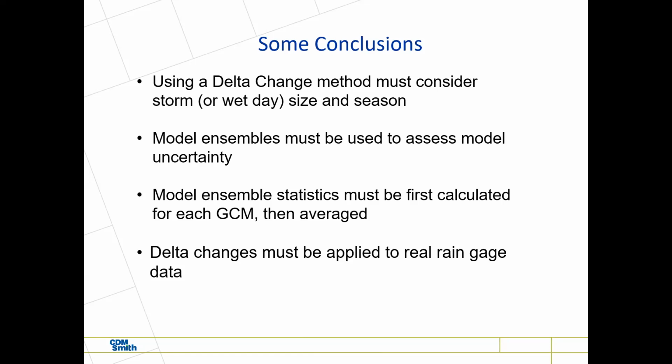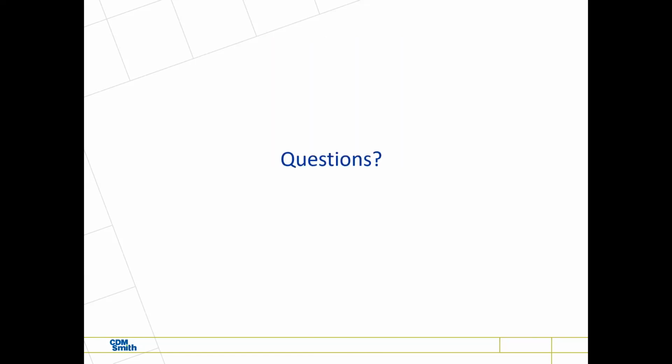The delta change method should consider storm size and season. Model ensembles must be used. Statistics should be first calculated for each GCM, then averaged. This is really important. And then delta changes should be applied to real rain gauge data. If you try to use the GCM output, you will get very unrealistic results.